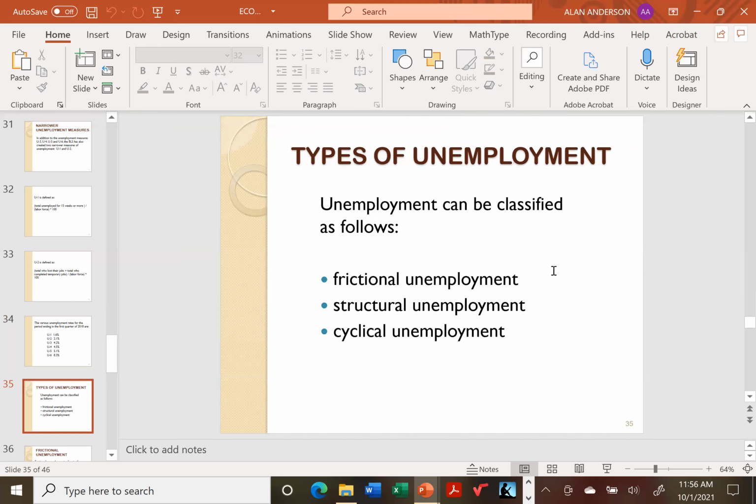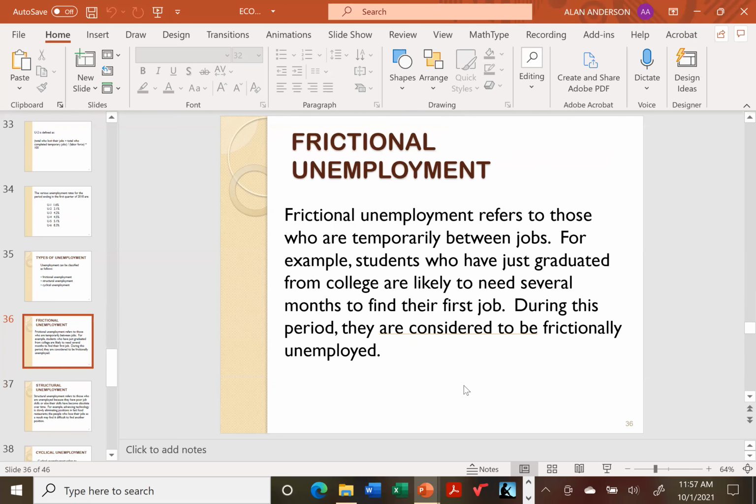All right, now this is what our videos were talking about that we hadn't quite gotten to yet. The three basic types, which we kind of understand already. Let's quickly review these. Frictional means you're temporarily between jobs, but it's expected that you will find one very soon. And all newly graduated students fall into this category, because it takes a while to get that first job.